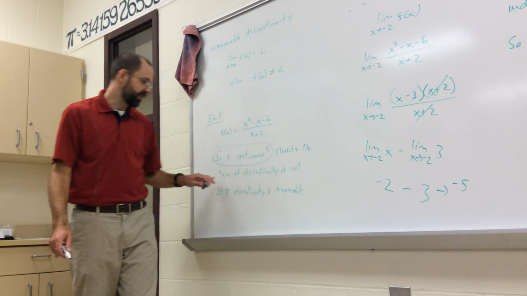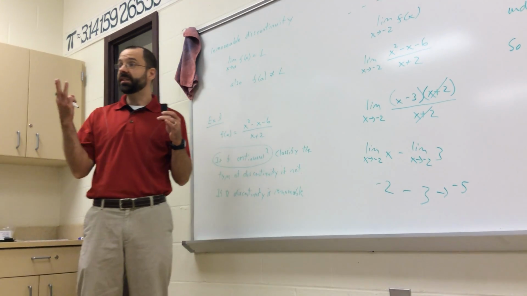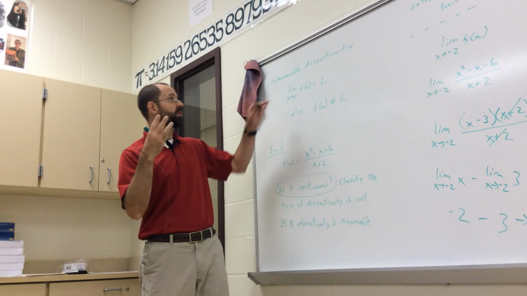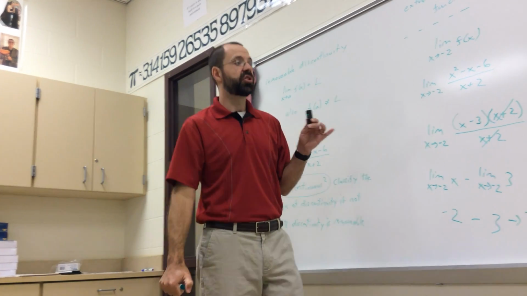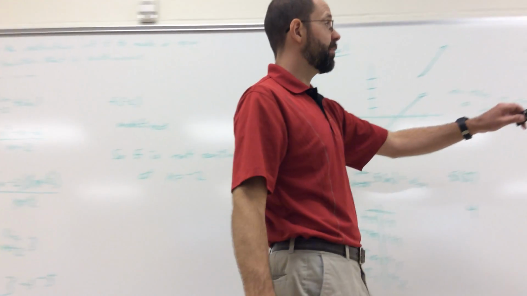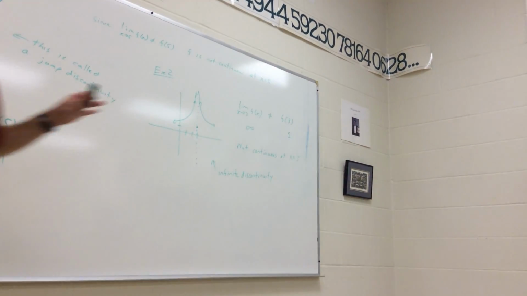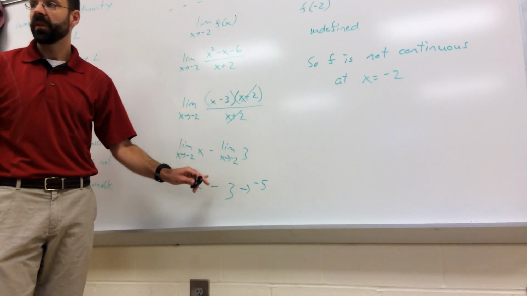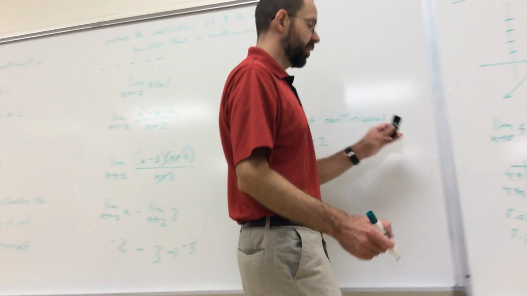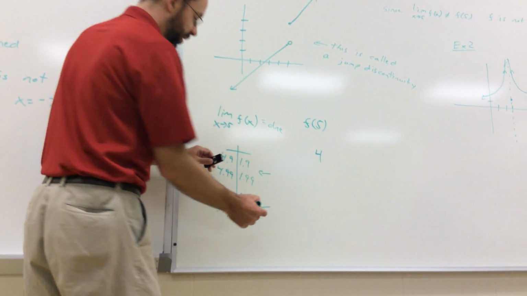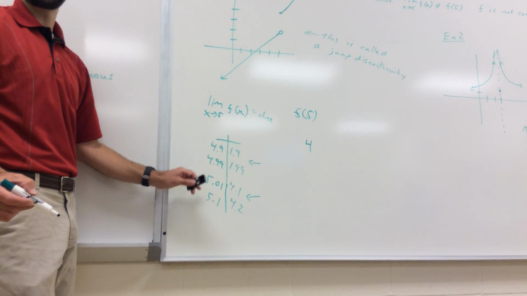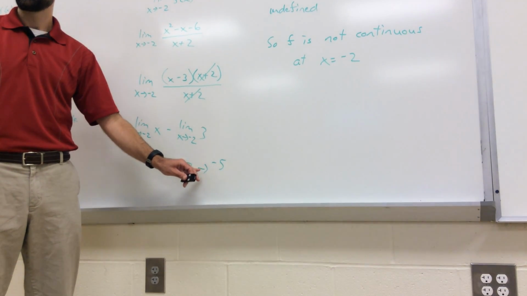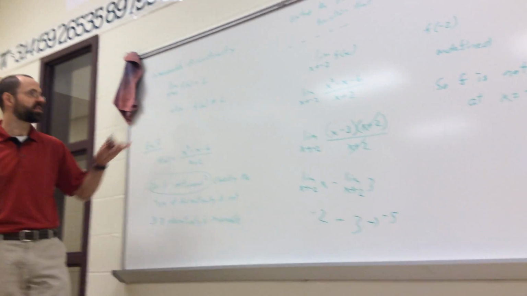Okay, then it says classify the type of discontinuity. So there's 3 types. There's jump, infinite, and removable. An infinite happens when the limit is infinity. Is that happening here? No, the limit's negative 5. Then a jump happens generally when the 2 limits from the different sides are different. So it's not that, because the limit is equal to negative 5 from both sides. Okay, so probably it's removable, which you probably already knew because I just introduced that.